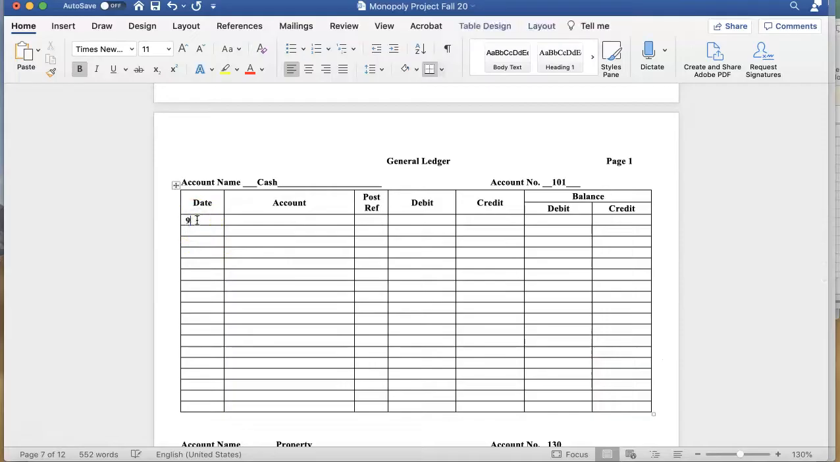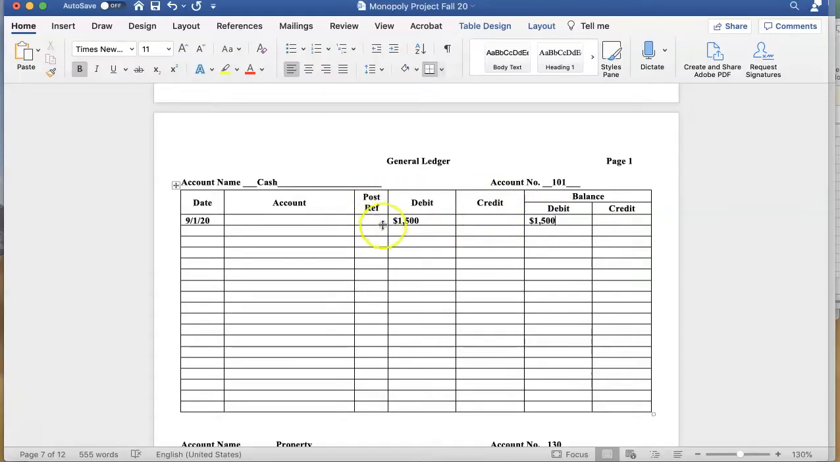I'm going to enter the date was 9/1 of 20. I don't have to put anything here for cash because it's just cash. It was a debit for $1,500. Notice these two are just where to post it, debit or credit. The last two, it just gives us the balance of the account. So currently, we only have a $1,500 debit, so that means our balance is $1,500.